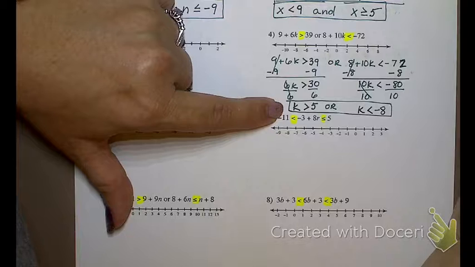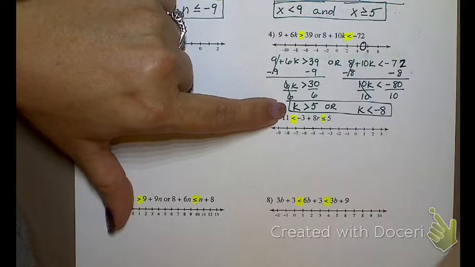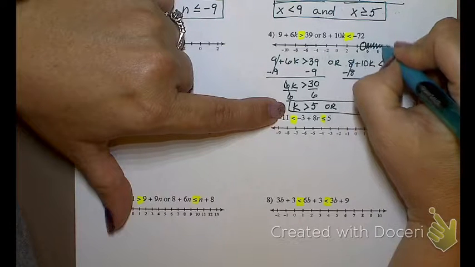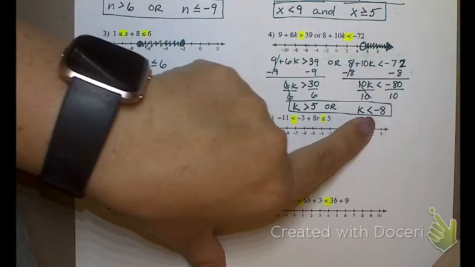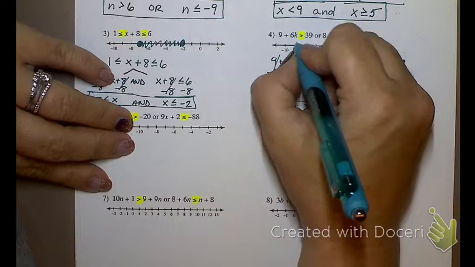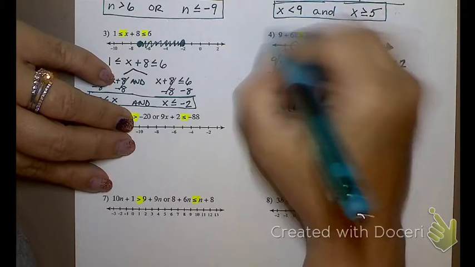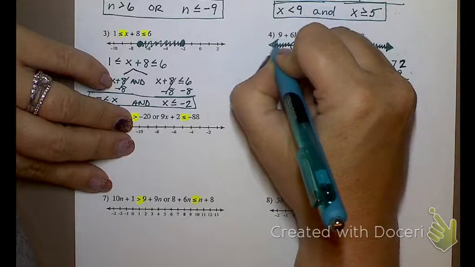Open or closed circle on 5? Open. 5 would be right around here in the middle. Greater than 5 is shaded to the right. And then k is less than negative 8. Is that an open or a closed circle on negative 8? Open. And less than negative 8 is shaded to the left, which matches up that the or circumstance is shaded out.